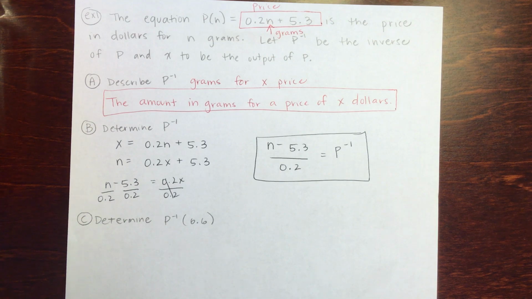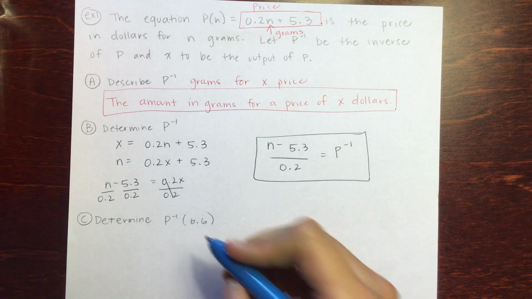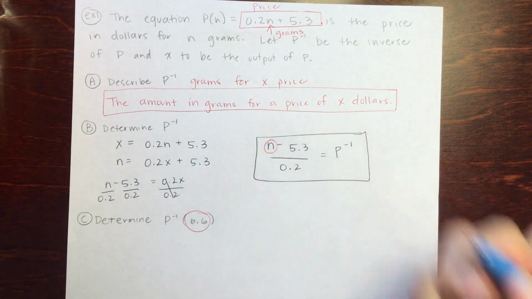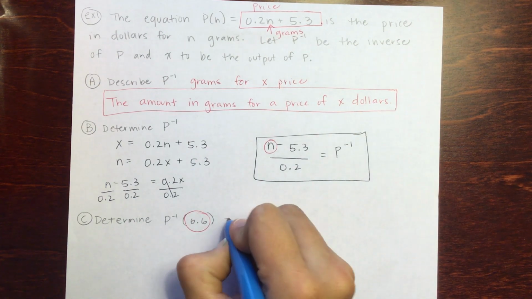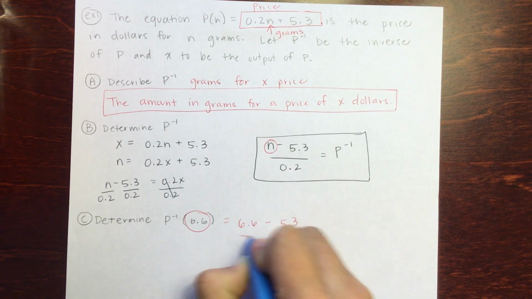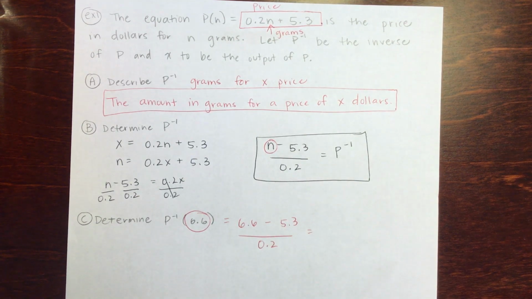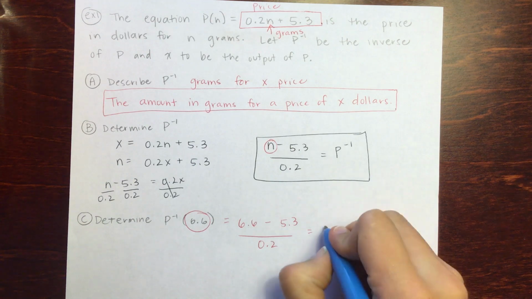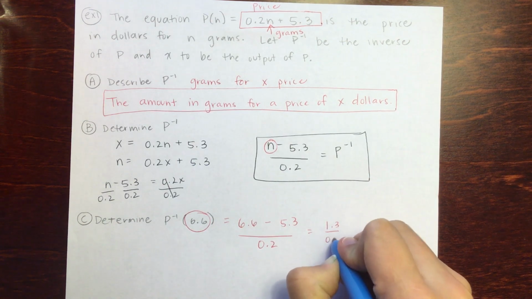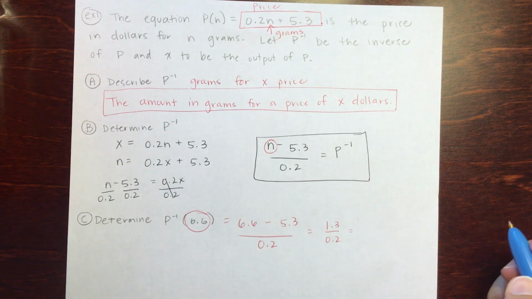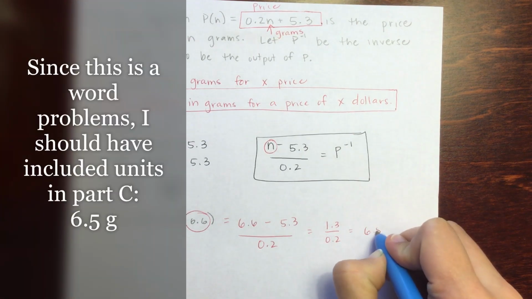And now determine P inverse of 6.6. We are going to substitute in a 6.6 for my n value. You can calculate this in your head or use a calculator. 6.6 minus 5.3 is 1.3. Type that into your calculator or work through it in your head and you get 6.5.